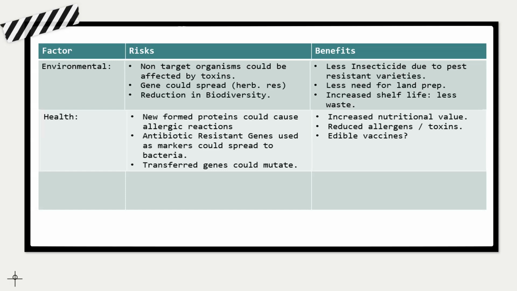Now we'll have a look at the health aspect. Risks involved with GMO crops around health include that we're forming new proteins, so they could cause allergic reactions in people. We don't know the effects because they're new.